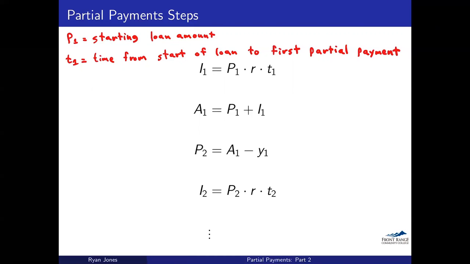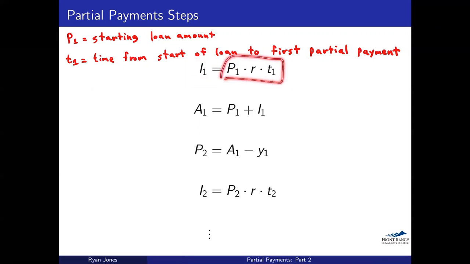And so the very first thing that we can do is say, well, this loan started off on day one. And then after a certain amount of time, presumably in days, but it doesn't have to be days, it could be months, could be years, we make a partial payment. This is our first partial payment, and that time is indicated by T1. We can calculate the interest that accrues during that time period. I'm going to call that interest I1.